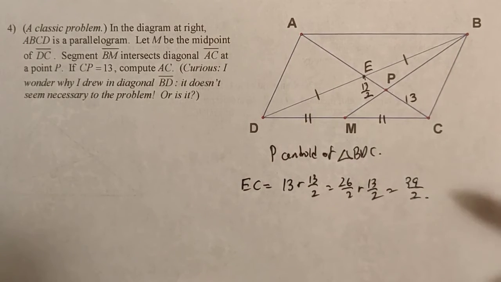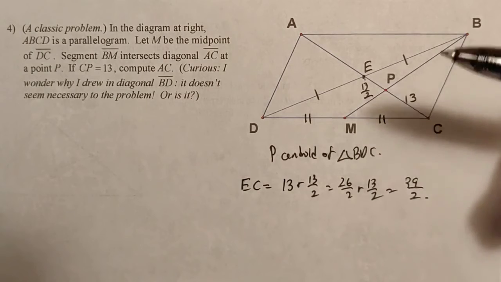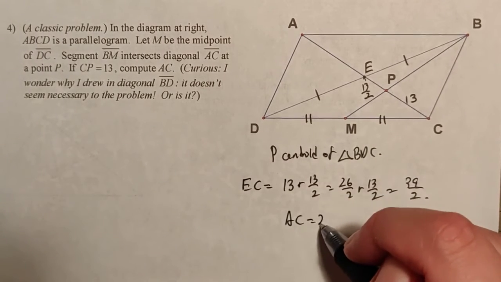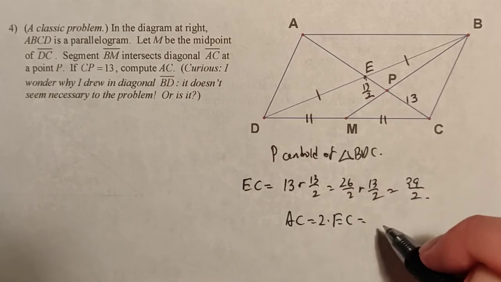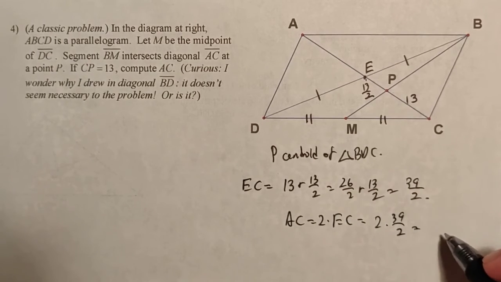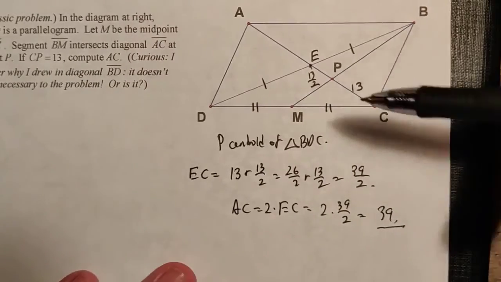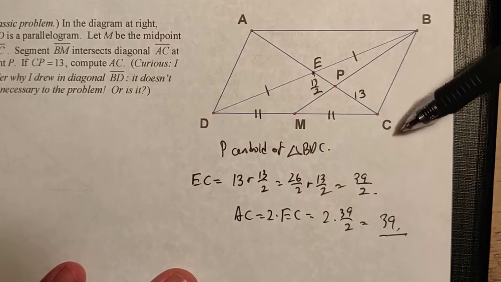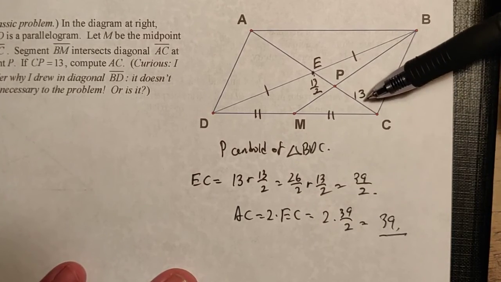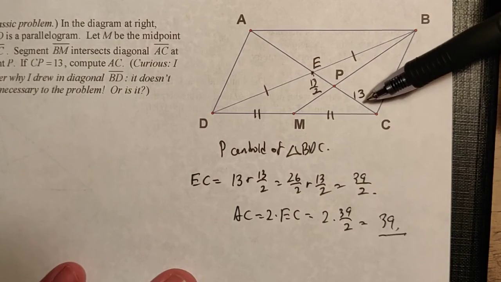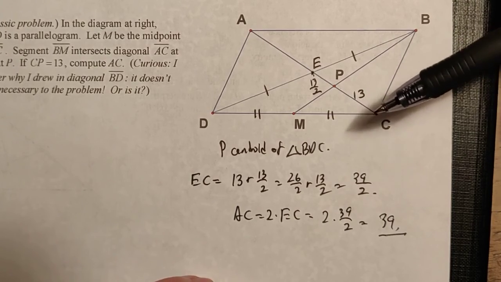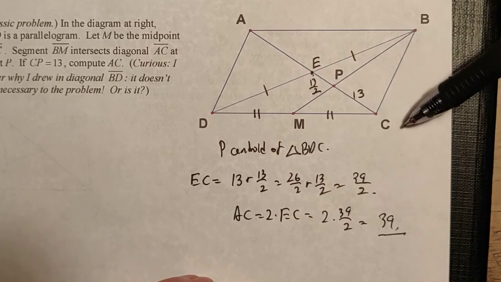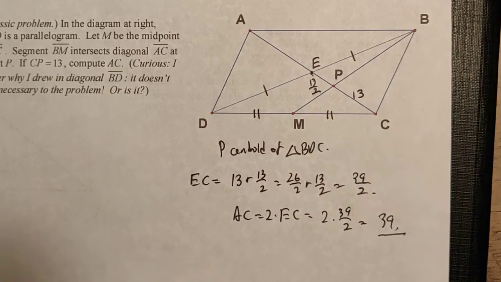But wait, this is a diagonal of a parallelogram, and we know the diagonals of a parallelogram bisect each other. So therefore it makes sense that AC is just double EC here. So it's double 39 over 2, or 39. And note that it's no accident AC is triple PC here. You can actually show, and we can just do this with other numbers here, right? Notice the only thing that happened here, the number was only useful at the very end. We can use this with any variable. So we can show that PC here is always 1/3 of the entire AC given a parallelogram like this.